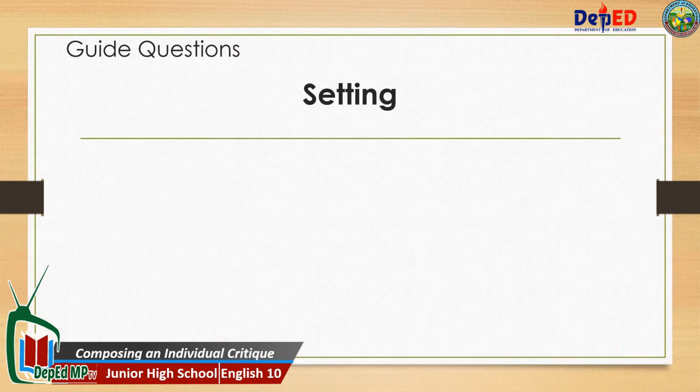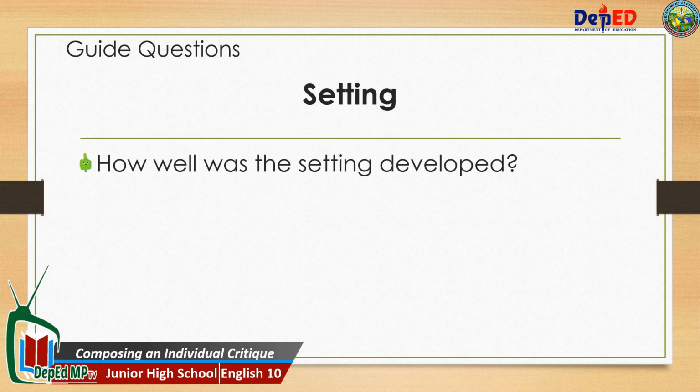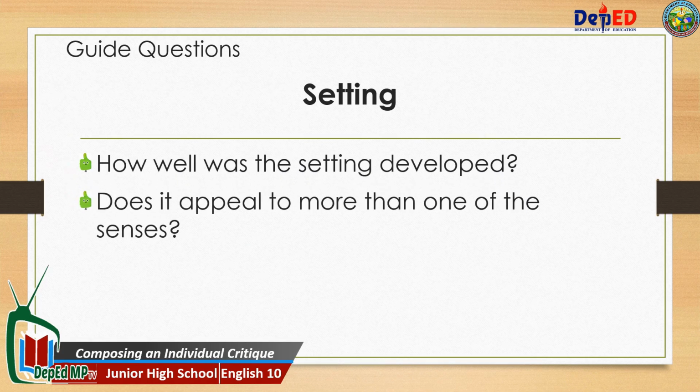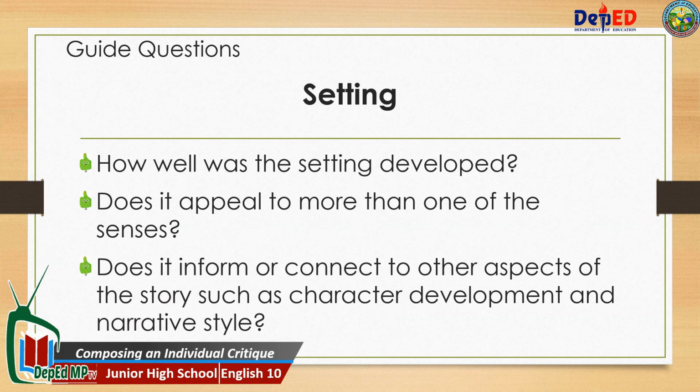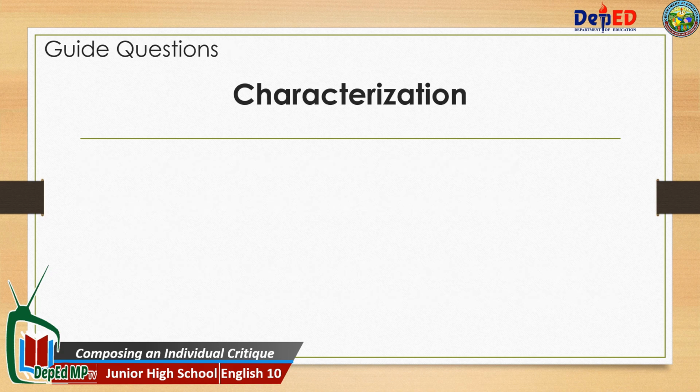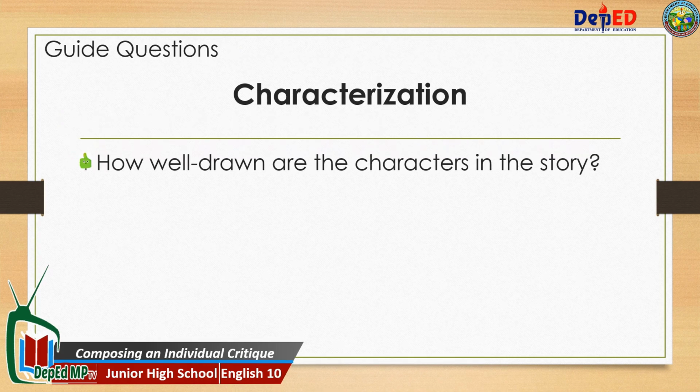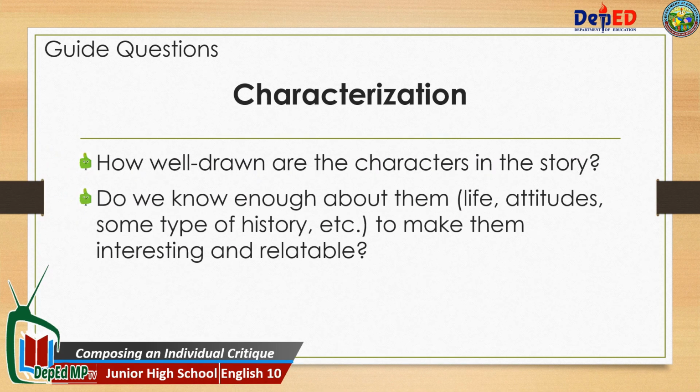There are guide questions that can be used to judge a material. Let us start with setting. How well was the setting developed? Does it appeal to more than one of the senses? Say the sense of touch, the sense of sight, the sense of hearing? Does it inform or connect to other aspects of the story, such as character development and narrative style? Here are the guide questions for characterization. How well drawn are the characters in the story? Do we know enough about them to make them interesting and relatable, such as their life, their attitudes, their background?